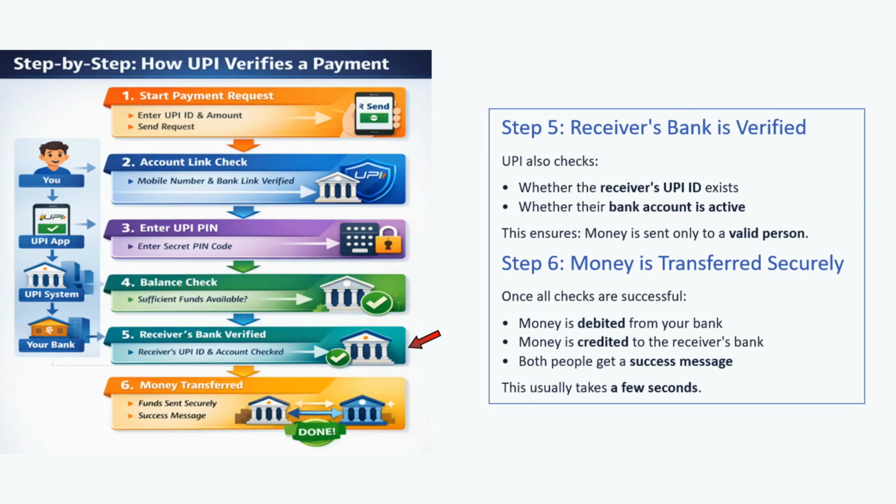Step 5 is the receiver's bank is verified. UPI also checks whether the receiver's UPI ID exists, whether their bank account is active. This ensures the money is sent only to the valid person. Step 6 is money is transferred securely. Once all checks are successful, money is debited from your bank and credited to the receiver's bank. Both people get a success message. This usually takes a few seconds.